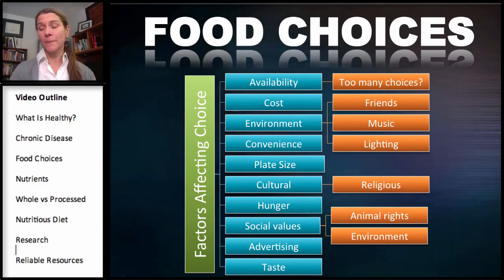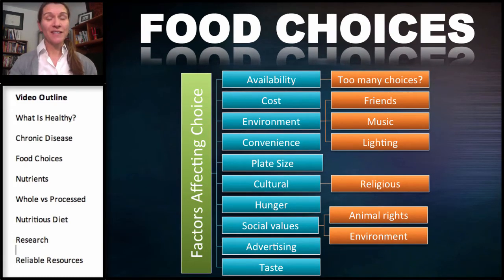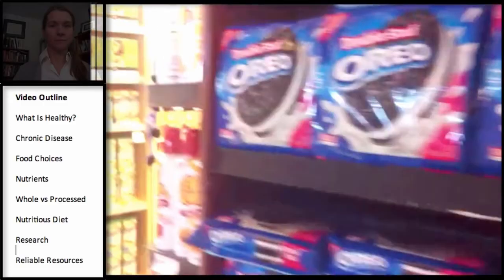And of course, taste. There are people called super tasters. They have a really hard time with very bitter foods, meaning that they're probably not going to choose to eat cruciferous vegetables, things like broccoli and bok choy, because they're extra bitter to them. We all have certain tastes and preferences, which is going to impact our food choices.